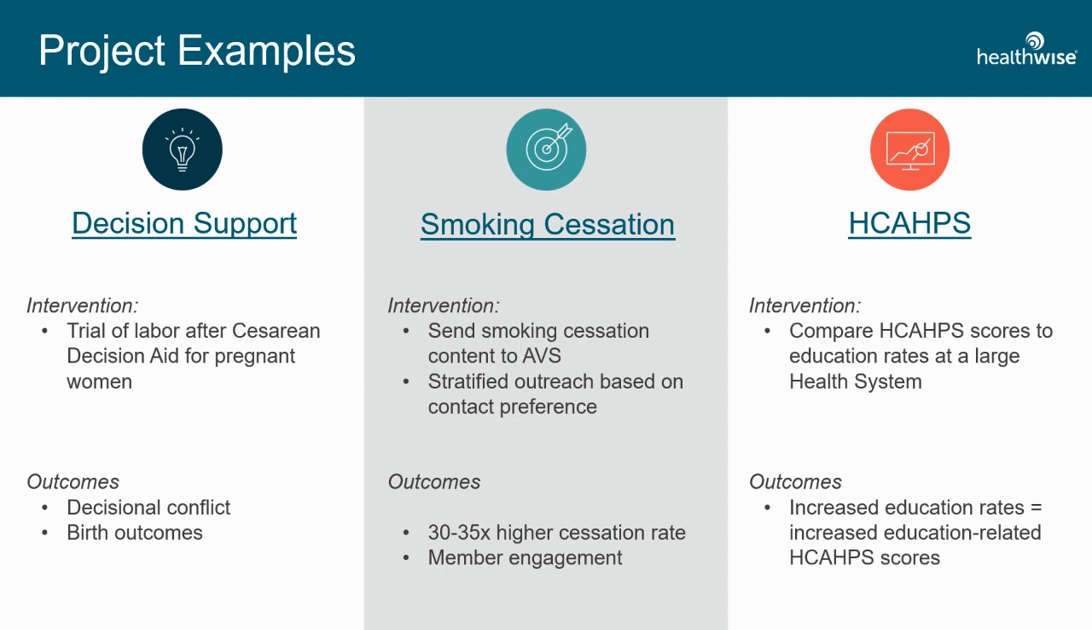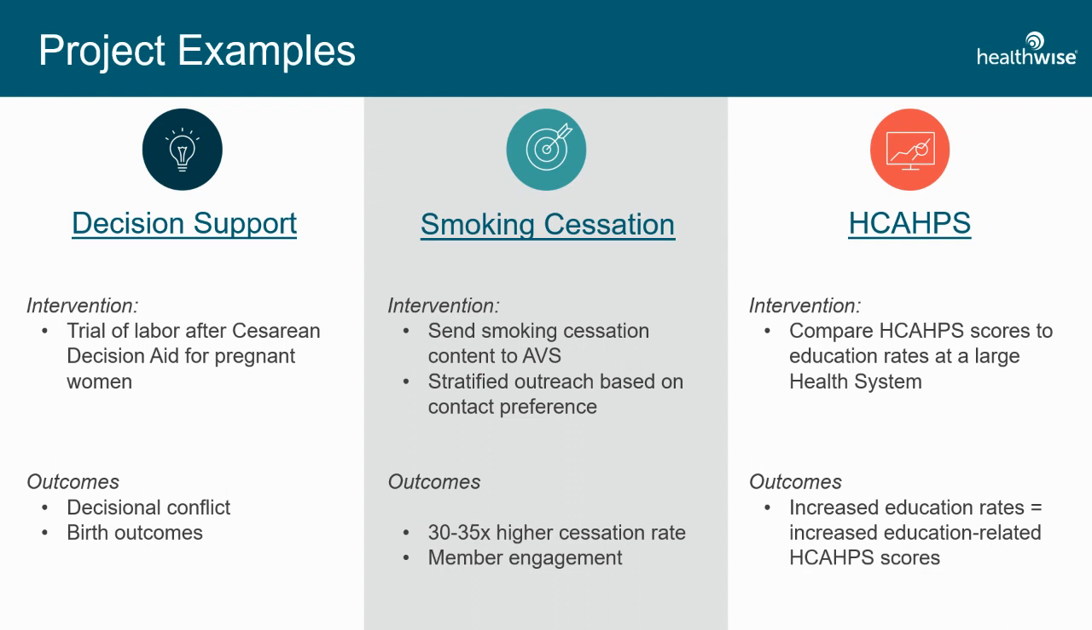So that was both for those who didn't receive our Healthwise decision support tool and those who did, as well as birth outcomes. So what actually happened? Did a woman who wanted to try labor after cesarean actually follow through with it? And did that differ between the group that used Healthwise decision aids versus the group that did not?